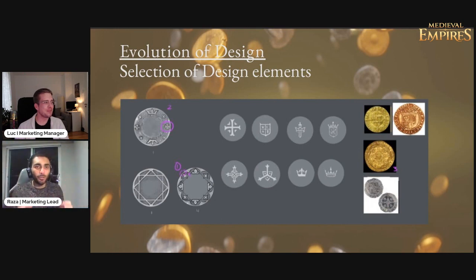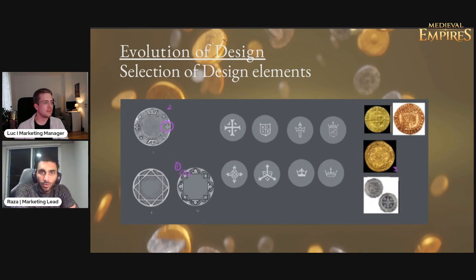These were the absolute initial sketches which our artists, our marketing team and art team, made when we sat together and started brainstorming. These were the few designs that popped up initially, because we were looking at the symbolism of that time.